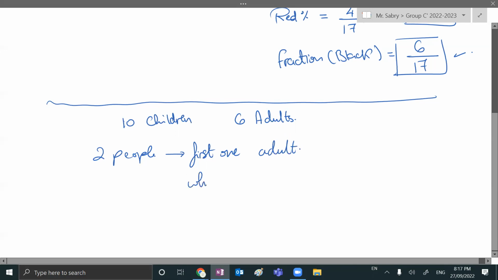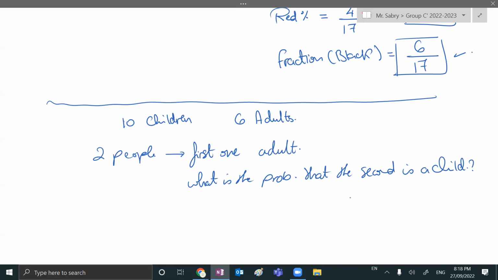Now, what is the probability that the second one is a child? So again, the idea here is there are 10 children and 6 adults, and then they're going to select 2 people. So the first time they selected someone, it came out as an adult. That's it. It's done. Now they're going to select the other one. Now when they're trying to select the other one, what would be the probability that this other one, or the second one, is a child rather than an adult?